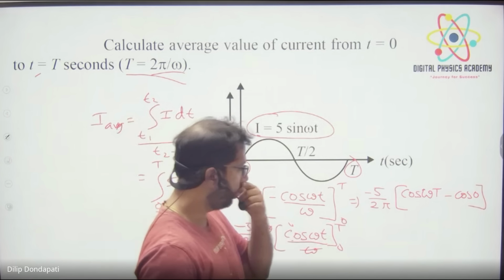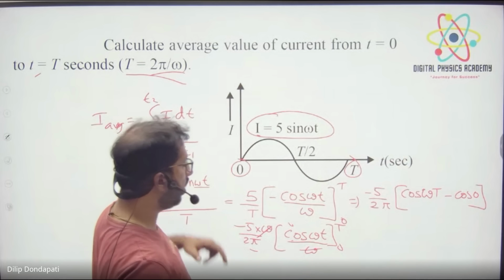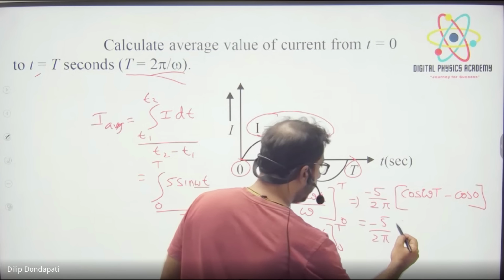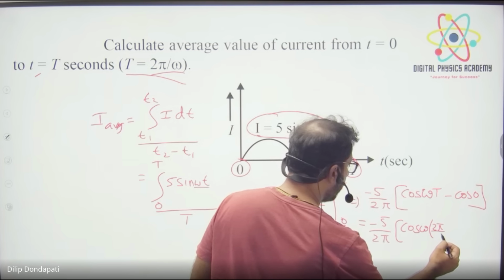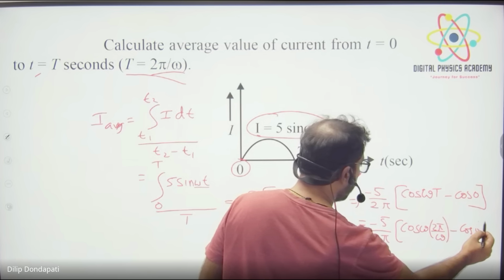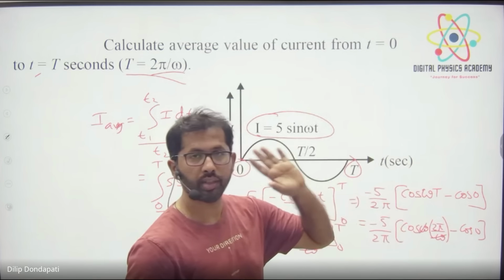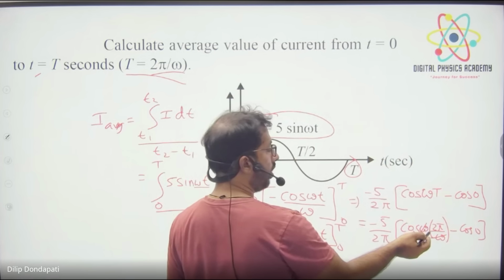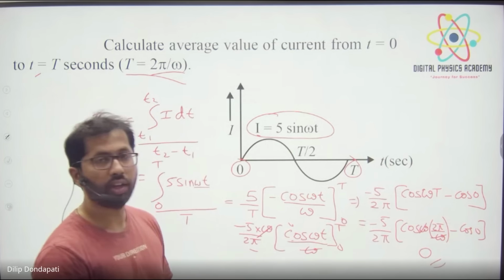Here, in place of t, what is substituted? 2 pi by omega. I am calculating that, that's it. I0 by 2 pi into cos of omega into 2 pi by omega, that is in place of t, 2 pi by omega, minus cos 0. Cancel. Cos 2 pi and cos 0 are the same. So cos 0 is how much? 1. 1 minus 1 is 0. So 0 into something is 0. So the average value is 0.